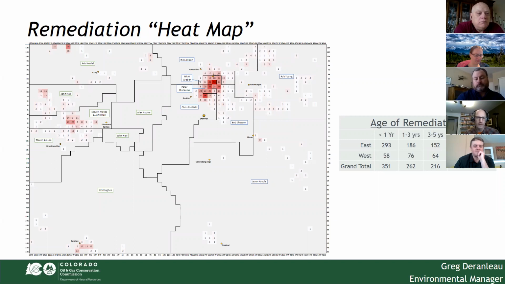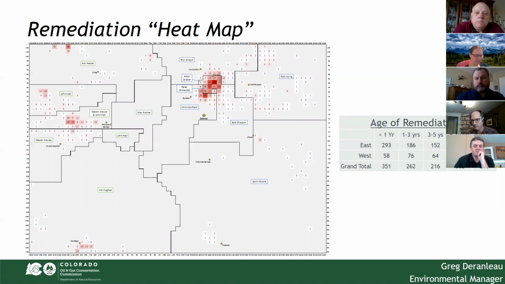You can see that the highest concentration of remediation projects is where we have the highest concentration of wells and oil and gas activity, in the central part of the DJ Basin. Also, just to note the age of remediation projects, there are 350 that are less than 1 year old, but there are also 220 or so that are over 10 years old. We really want to get those old ones closed out.